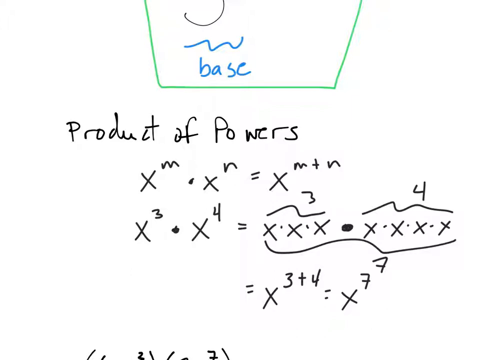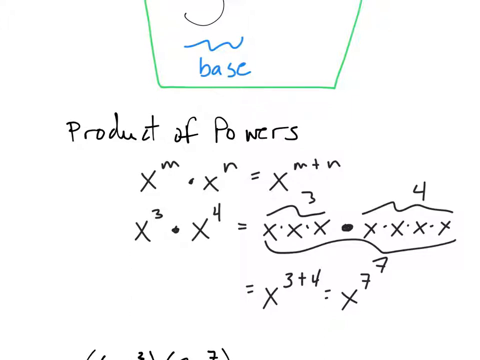Yes? So when writing down problems like these, do we have to write x to the 3 plus 4 and then the answer? Nope. You can go straight from here to here. That's perfectly fine. Right? I don't expect you to do both. Okay. So, that's the product of powers.